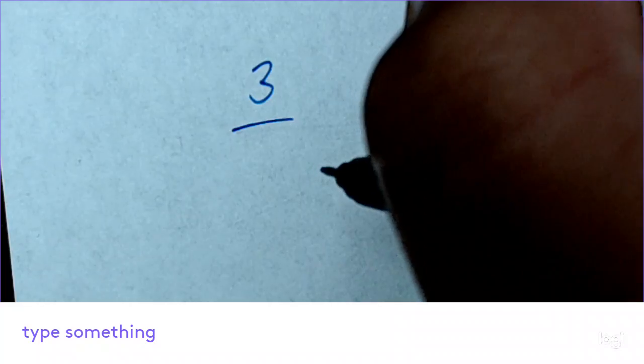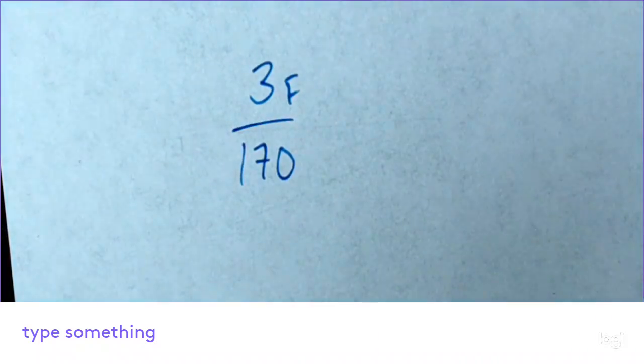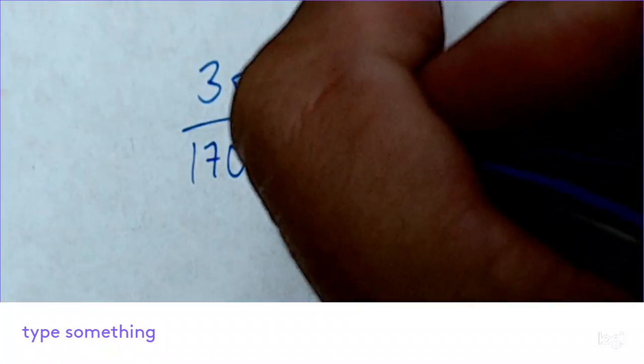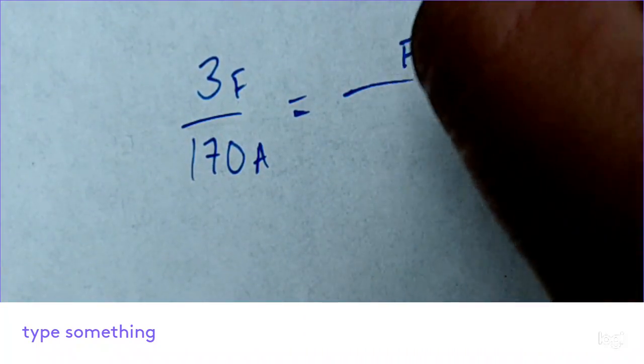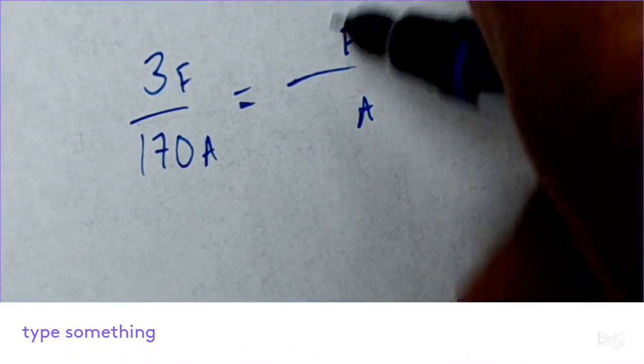I lost the problem. 170. I was trying to say 870, but I think that's the... so 170. So it's 3 tons of fertilizer. So I'm going to label these, and it's 170 acres. Okay. Now that ratio is going to equal a bigger ratio of fertilizer and acres, and I've got to figure out what these numbers are.